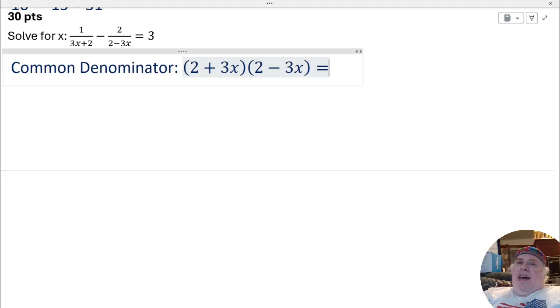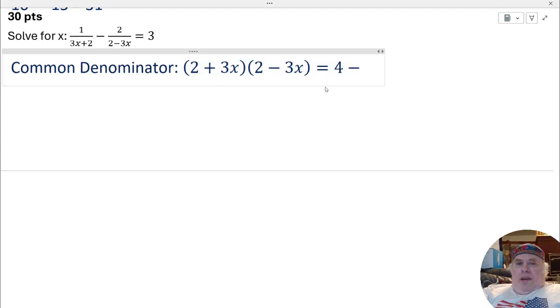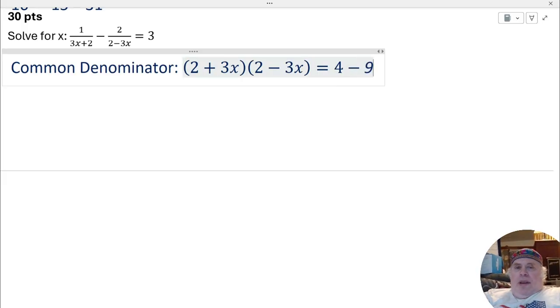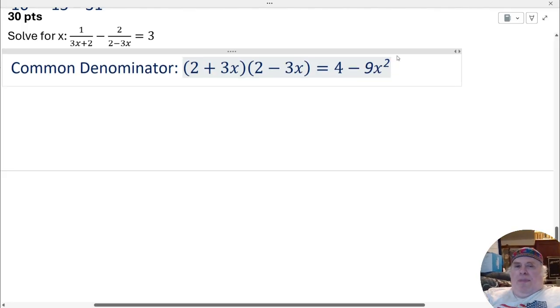Now, this is a form you should recognize, the sum and difference of the same terms. So it's going to be the square of the first minus the square of the second. So we're going to have 4 minus the square of 3x. The square of 2 is 4. The square of 3x is going to be 9x squared. And that's what we're going to have, 4 minus 9x squared. And that's going to be the common denominator.